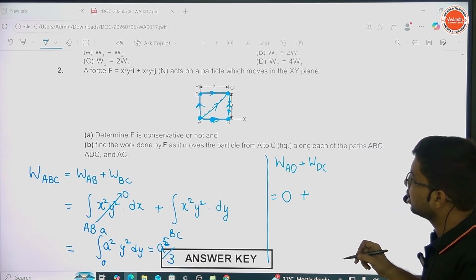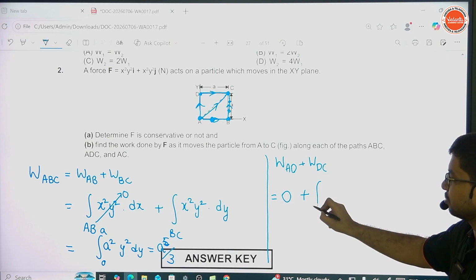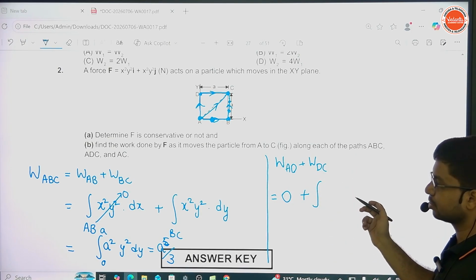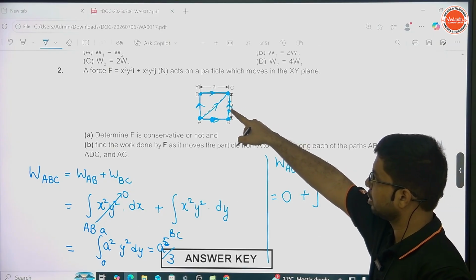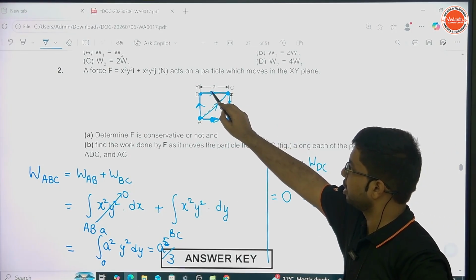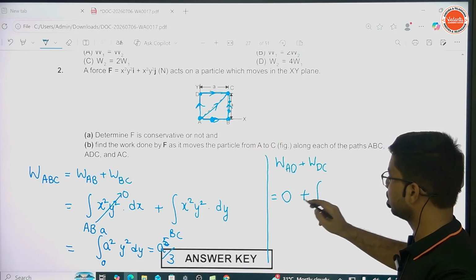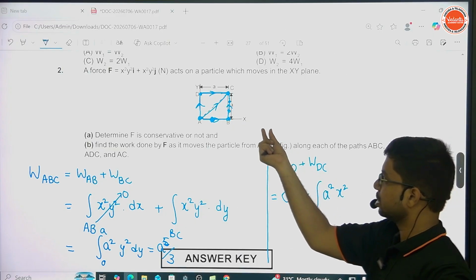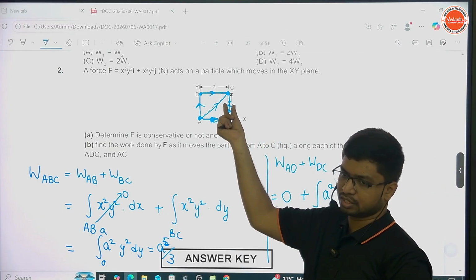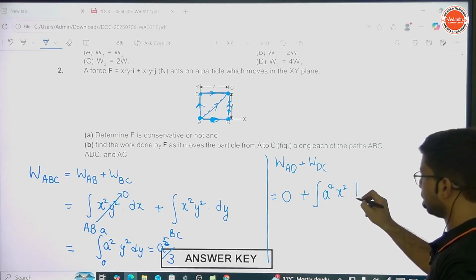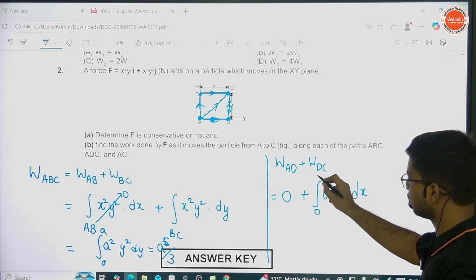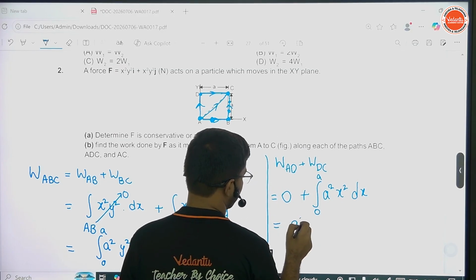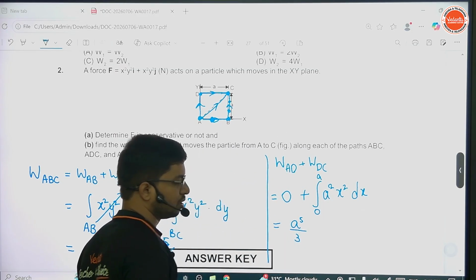Now come to the work done along the DC path here. So what is the force component along DC? x square y square only, right? Then your y is equal to a constant over here. For any point along this one, your y is constant, that is equal to a. So I will write a square x square. And what is a small displacement in this direction? You can write it as just dx, right? So dx over here, and x is going from 0 to a, right? What is this equal to? Again, a power of 5 divided by 3.